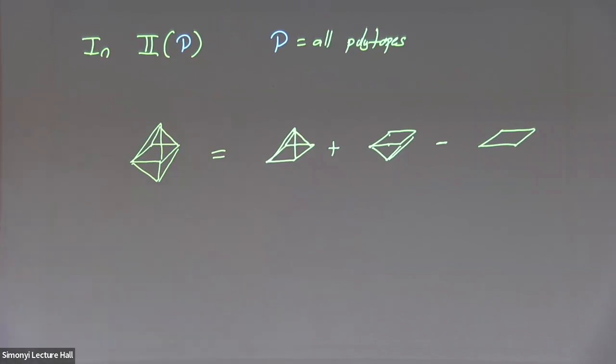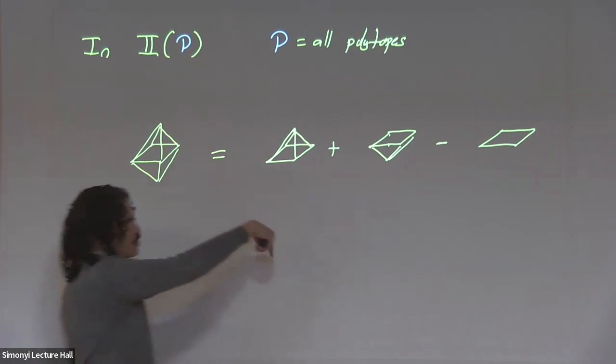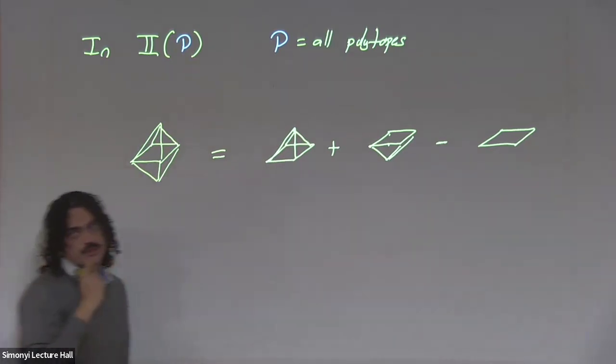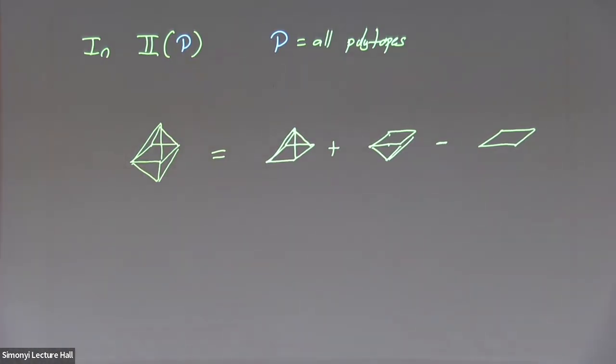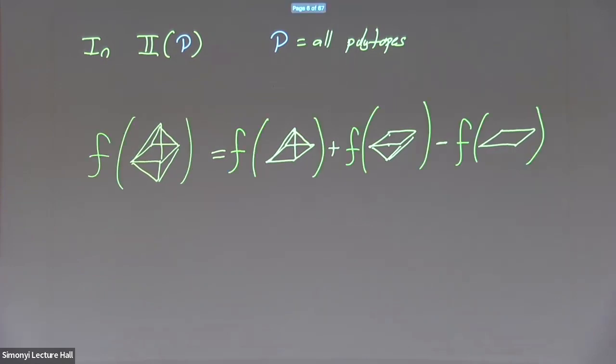And this is probably a picture that a lot of you in the audience have drawn at some point. We have, for instance, if we take all polytopes, that this octahedron can be written as the top square pyramid plus the bottom square pyramid minus that square in the middle as indicator functions, right? And so for a function f to be a valuation, we require that it must also satisfy the corresponding equation if we plug in these polytopes into f. And it must do so for every relation coming from the space of indicator functions.